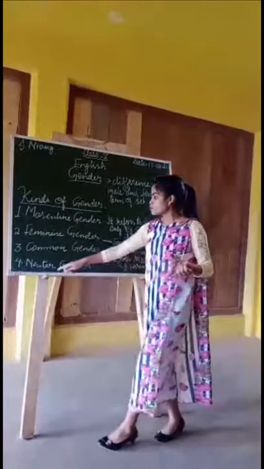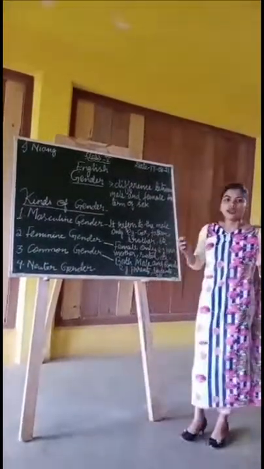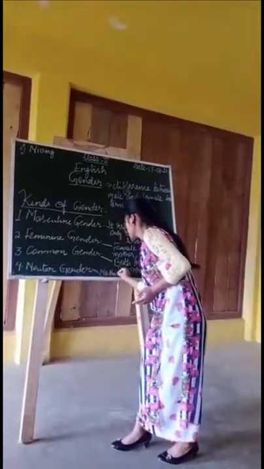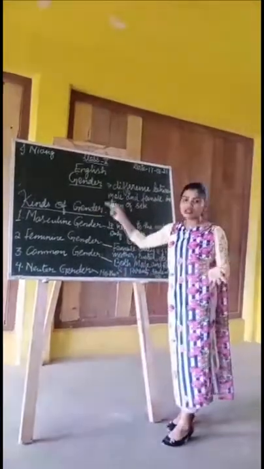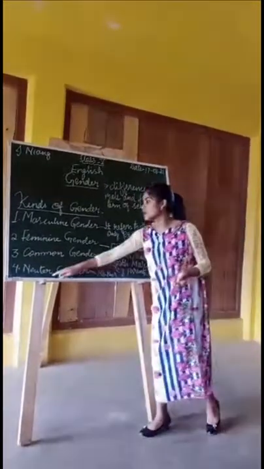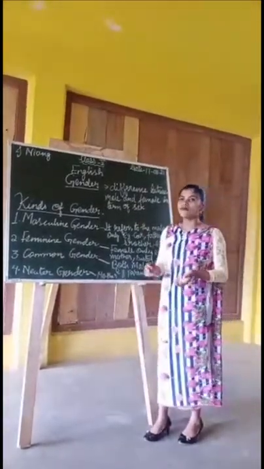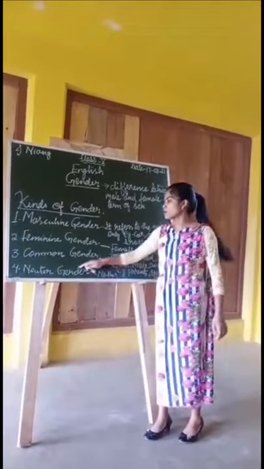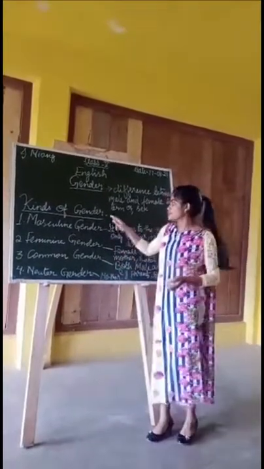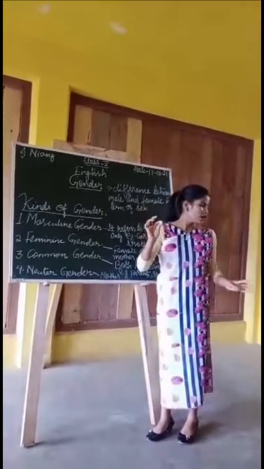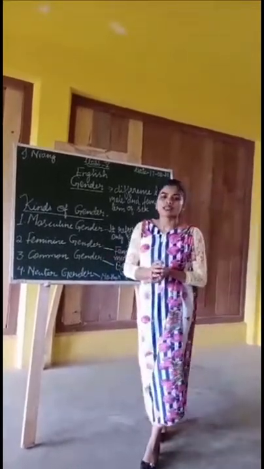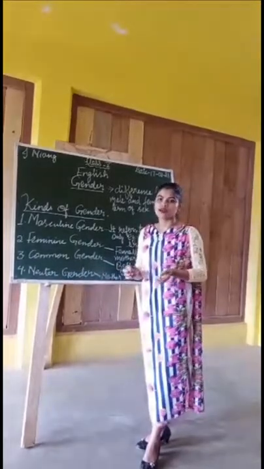Okay, and number four here is the neuter gender. Neuter gender means neither a male nor a female. Not a male and also not a female. This is called the neuter gender. Example, all the non-living things, because neuter gender is a thing without life. Like this whiteboard, chalk, duster, then the bench, the table, the chair are all examples of neuter gender.